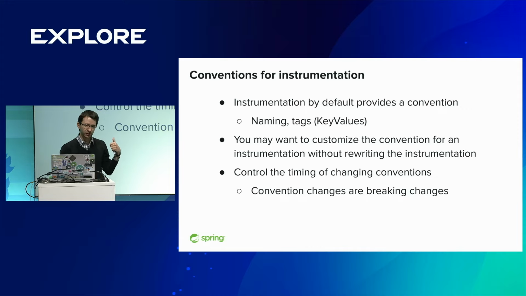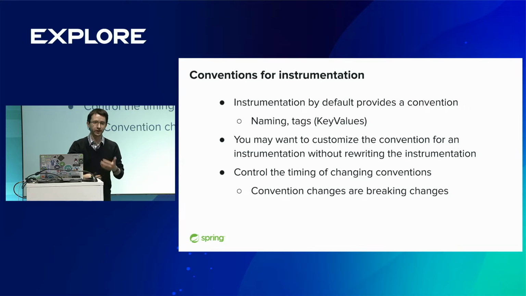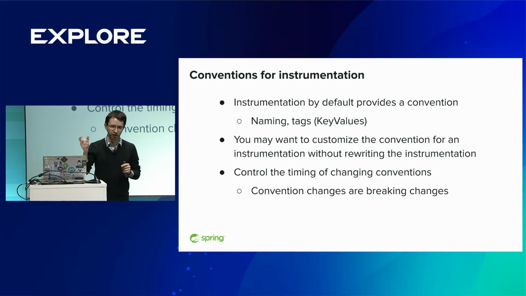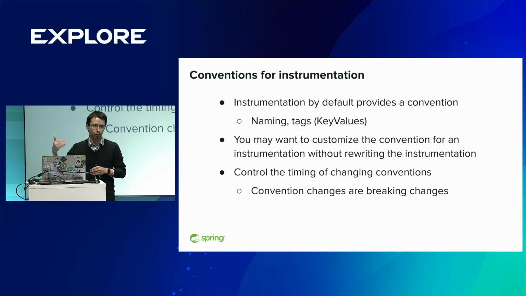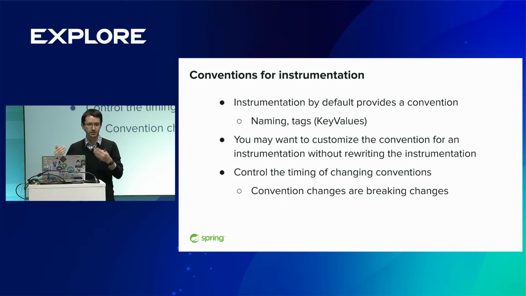So everything is hard-coded as a string in the instrumentation. How can we let the users, as the instrumenter, modify that? And there is one very important thing here: you might want to control these changes. Whenever as a user you want to change the name of an observation or the tags, that will mean an output change. It will mean that your metrics will change and maybe your spans will change.